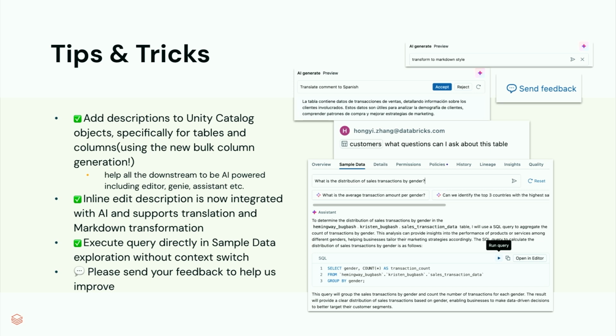So lastly, I would like to give some tips about how to better utilize AI capabilities and make the best of Unity Catalog and help you build into the future. First, the number one takeaway is that we strongly recommend you add more descriptions to Unity Catalog objects, specifically for tables and columns. And we actually expanded the AI capabilities offering to all Unity Catalog objects, including catalog, schema, and even clean rooms, for example. And we hope the new bulk column generation and save helps you make the journey a little bit faster.